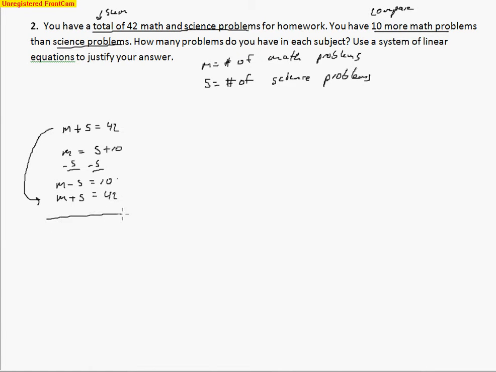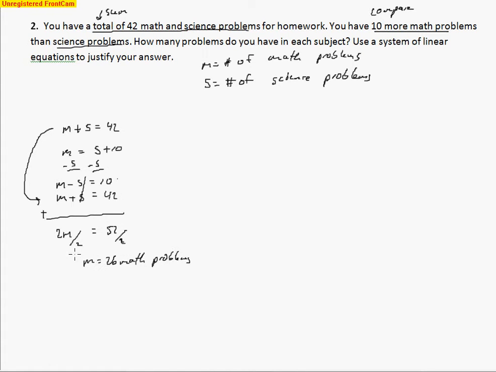So you see, if I add these two equations together, the s's, the sciences, will cancel out, leaving me with 2m equals 52. So if I divide by 2, that'll give me my answer. So I end up with m at 26. So 26 math problems.